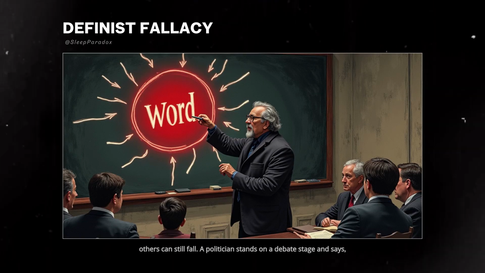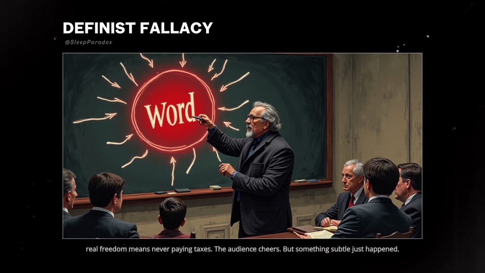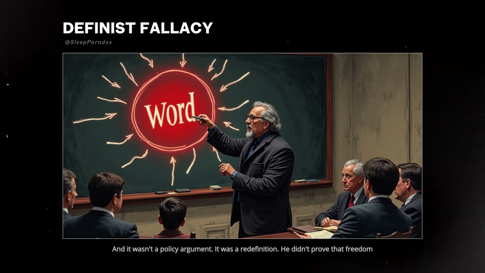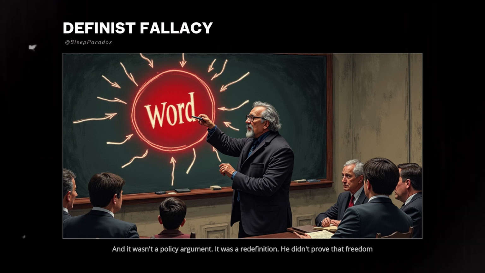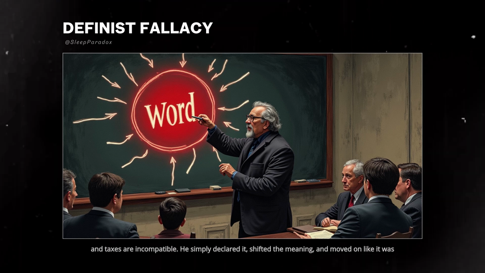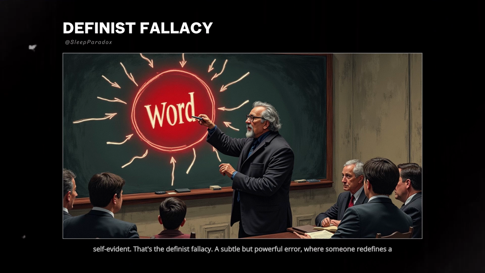Definist Fallacy. A politician stands on a debate stage and says, real freedom means never paying taxes. The audience cheers. But something subtle just happened. And it wasn't a policy argument. It was a redefinition. He didn't prove that freedom and taxes are incompatible. He simply declared it, shifted the meaning, and moved on like it was self-evident.